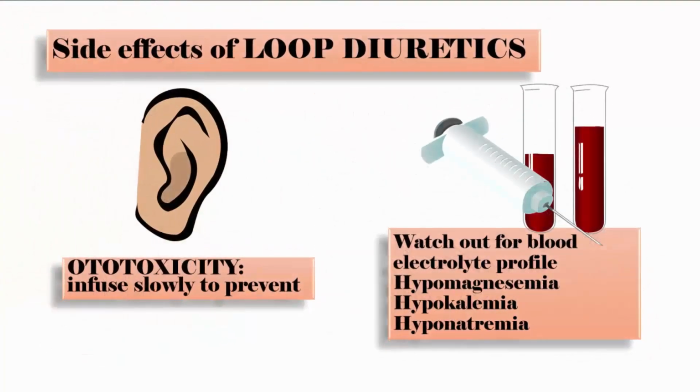As a side effect of a loop diuretic such as furosemide, you may observe ototoxicity, which can result in deafness, so you should watch out for the administration rate of furosemide or other loop diuretics. It should be infused slowly IV, as it can decrease the electrolyte reabsorption. There could be hypomagnesemia, hypokalemia, hyponatremia, etc.